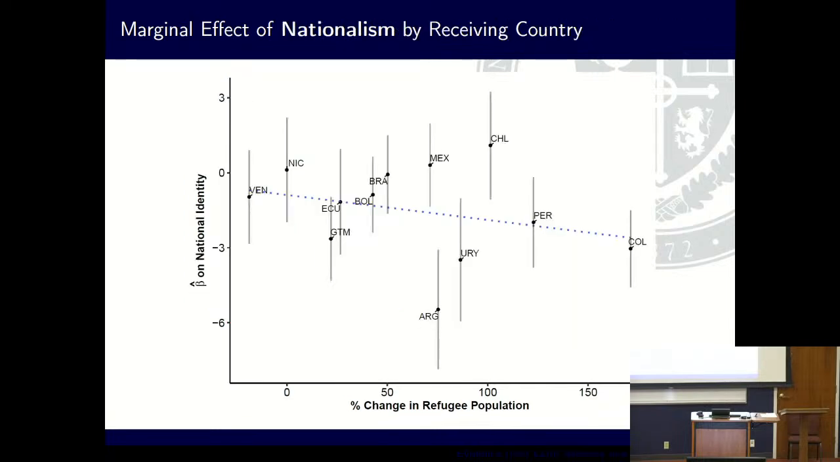For nationalism, you'd expect a negative effect, a negative relationship. And that's what we find in most countries. But again, what happens as refugee migration increases? It's the opposite of cosmopolitanism. National identities don't weaken in their effect on attitudes. They end up strengthening and becoming even more negative.